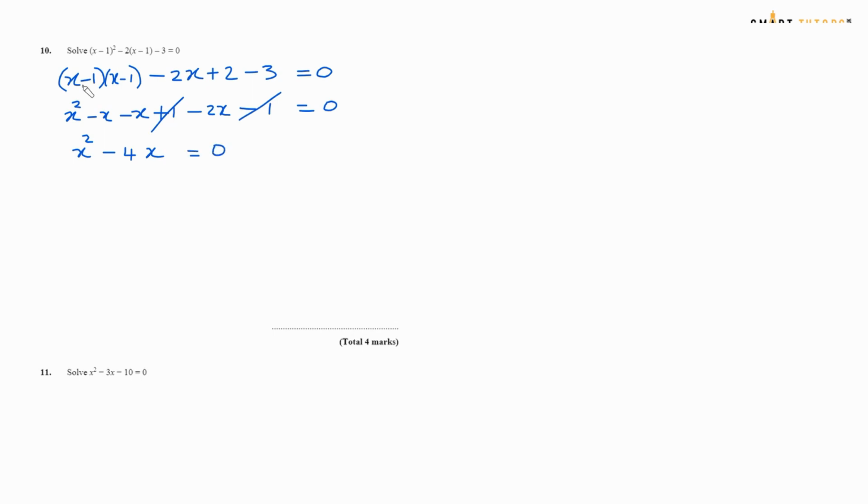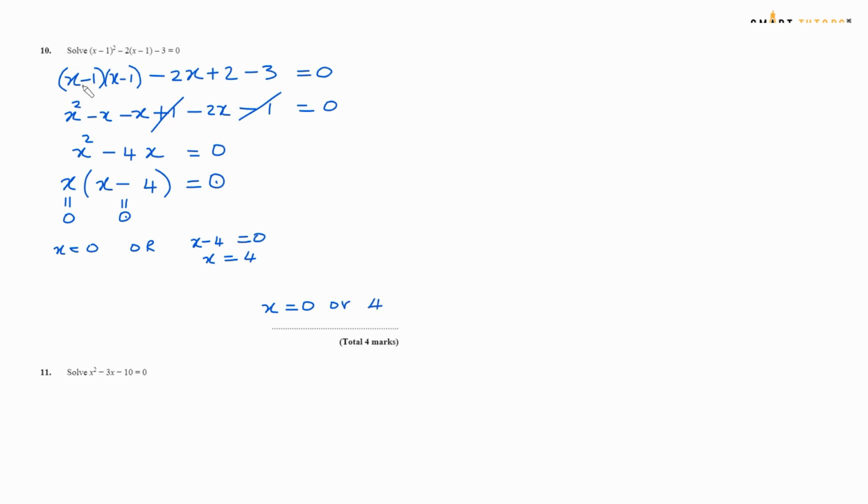x squared minus x is minus 2x, together with minus 2x is minus 4x, plus 1 and minus 1 cancel, equals 0. So in this case I'm going to factorize the x squared minus 4x. That means taking the common factor out. x is the common factor, so x minus 4 is inside the brackets, equal to 0. So x can be 0 or x minus 4 can be 0. So x equals 0 or x minus 4 equals 0, which gives x equals 4. So the answer for question number 10 is x equals 0 or 4.